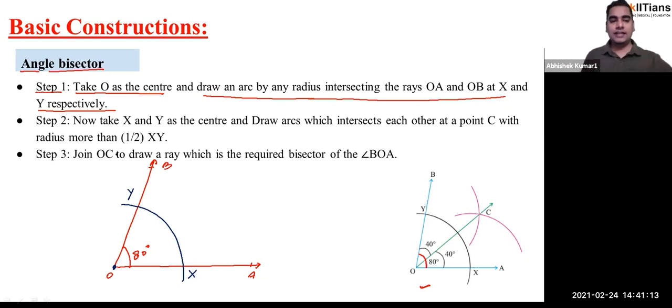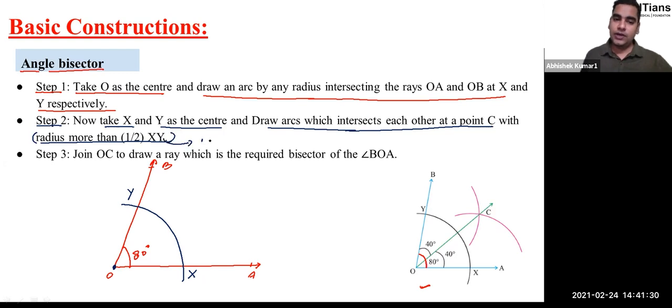Now, what is the next step? Check out. In step 2, you have to take X and Y as centers and draw arcs which intersect each other at point C, with radius more than half of XY. This point is very, very important. I'm mentioning here what you need to keep in mind so that you do not make an error while drawing this. Let's say you are assuming X to be the center first.